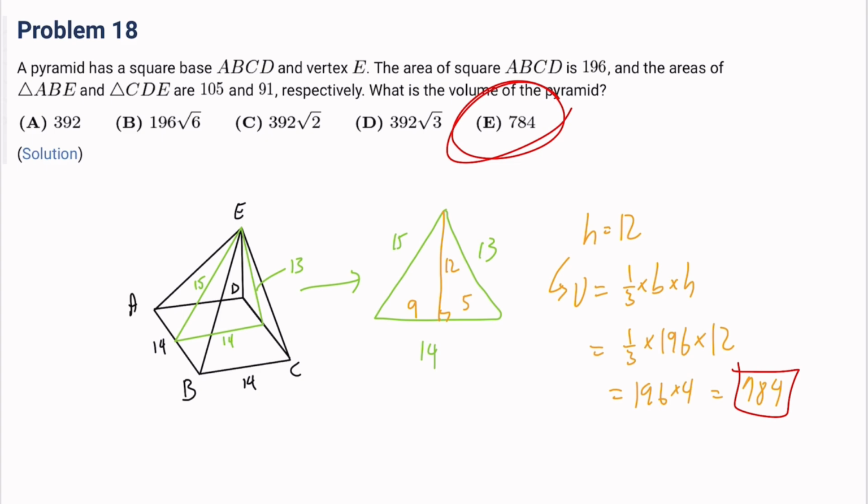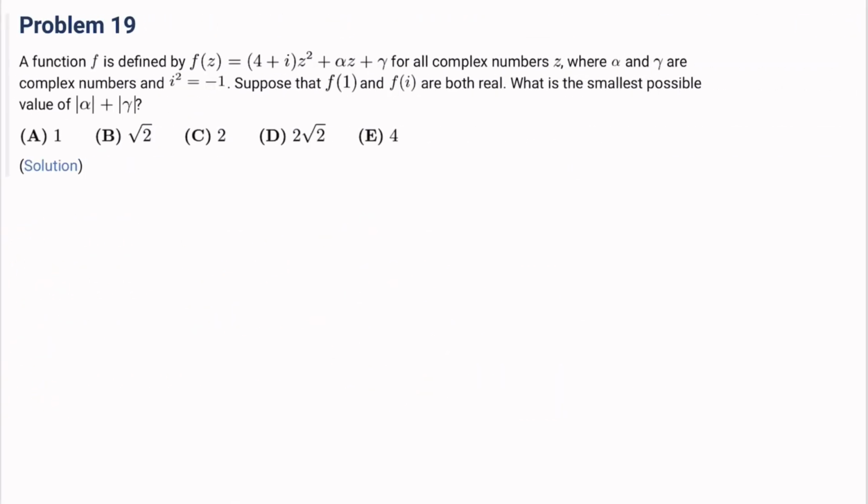It's E. Number 19. A function f is defined by f(z) equals (4 plus i)z squared plus alpha z plus gamma for all complex numbers z, where alpha and gamma are complex numbers and i squared equals -1. Suppose that f(1) and f(i) are both real. What is the smallest possible value of the absolute value of alpha plus the absolute value of gamma? Okay, so let's call alpha equal to ai plus b, and let's say gamma is equal to xi plus y, right?